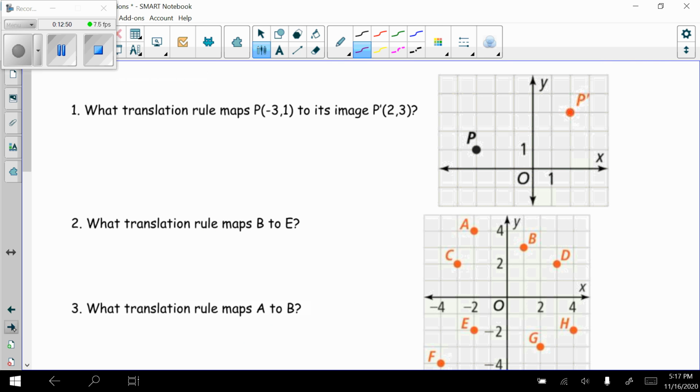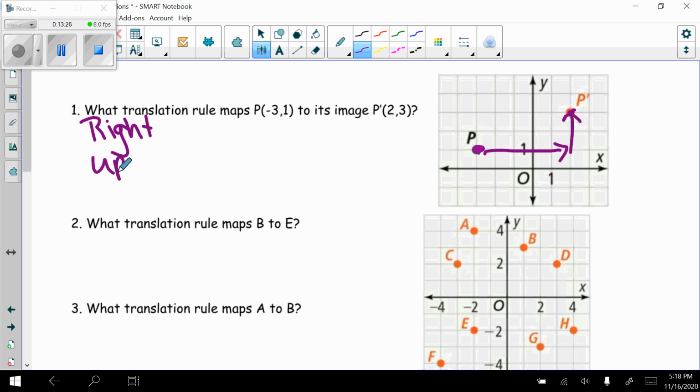Next page. We're going to practice that. What translation rule maps the point P, right here, to its image P prime? P is at -3, 1. Its image is at 2, 3. I can look at the graph, and I notice that P to P prime is going right and then up. So I just have to determine how much to the right and how many up.